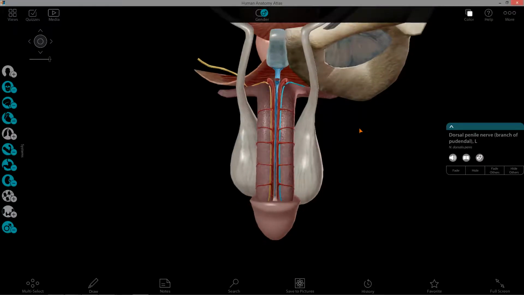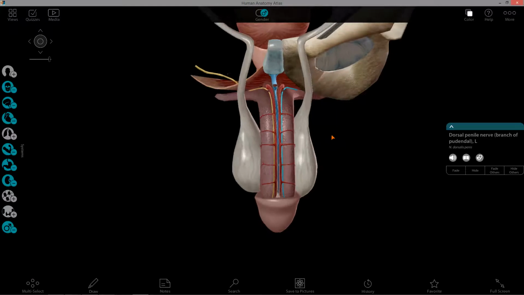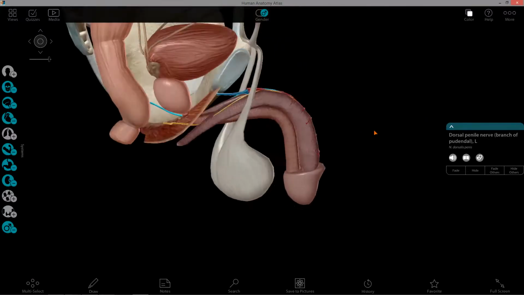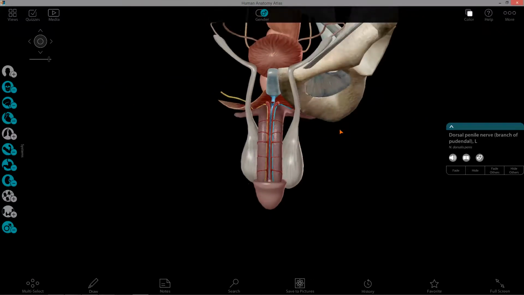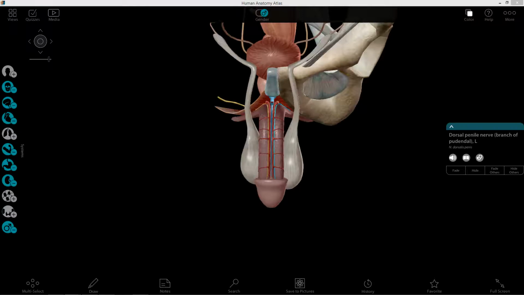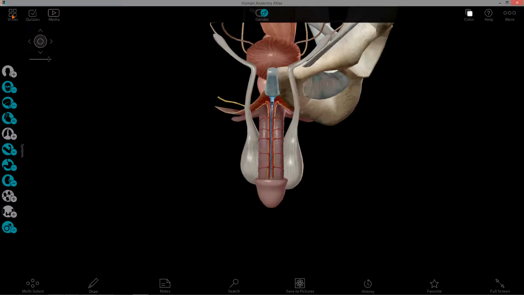So that's pretty much everything I want to discuss in regards to the external genitalia of the penis, and it's pretty much everything I can discuss, actually. So I'm going to move on to the female external genitalia. Just pulling up that view.